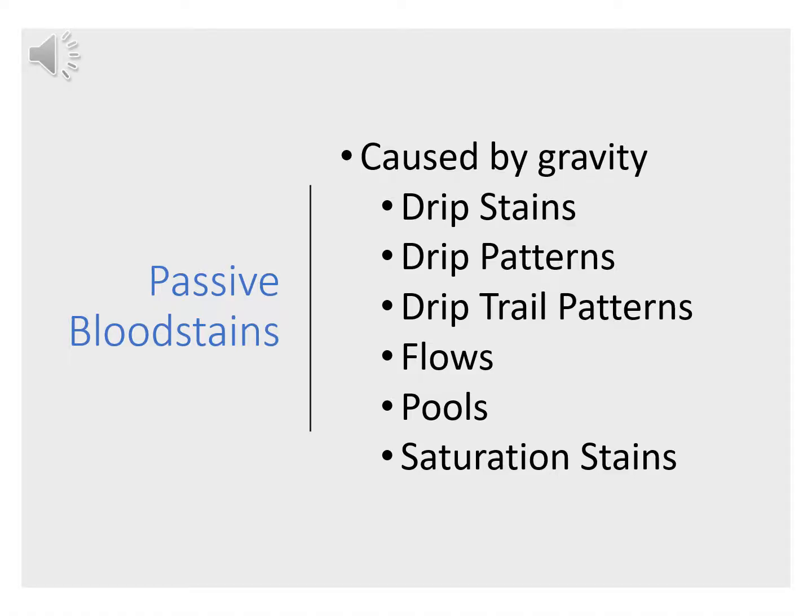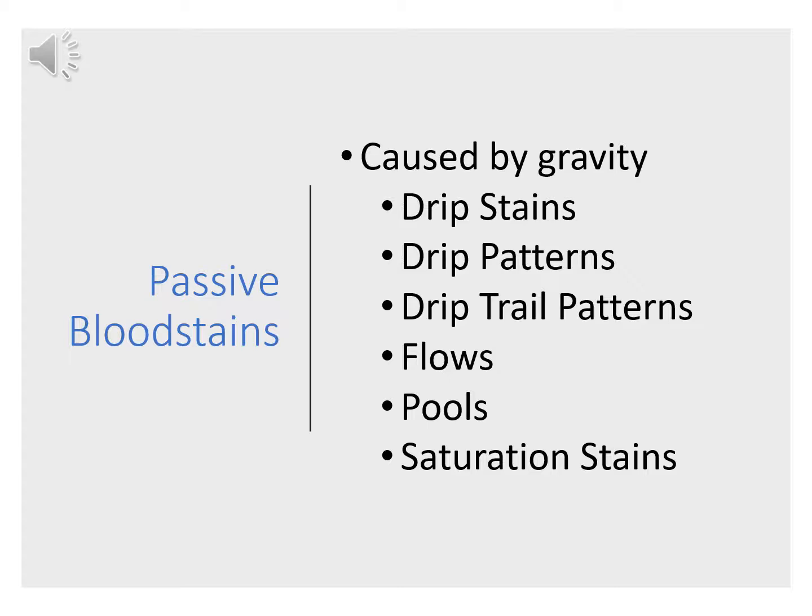So the first type that we'll discuss are the passive blood stains, and these are simply caused by gravity. So the person's been injured, their blood is coming out, but it's not under any particular force other than gravity. So gravity is determining how the blood drips, and so we're likely to see drip stains, drip patterns, drip trail patterns that are consistent with just the action of gravity on the blood as it exits the body.